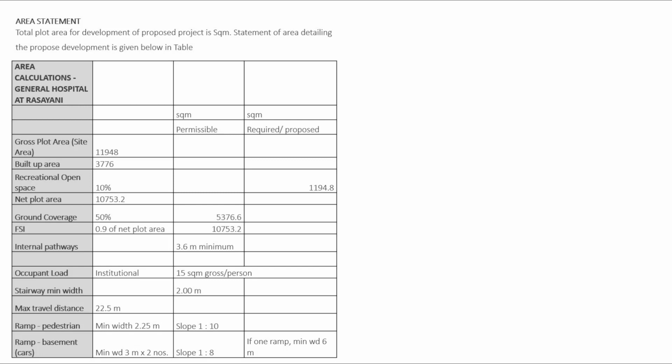The area statement of the hospital is taken from the Maharashtra DCR for hospitals, where 50% of the plot is kept for ground coverage and 10% of this plot is kept for recreational open spaces.